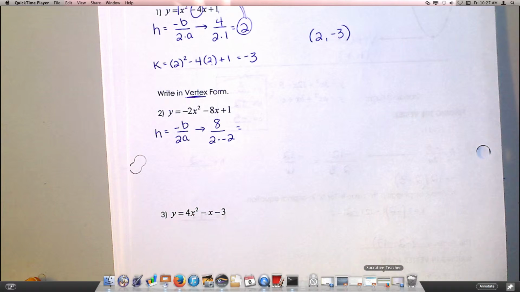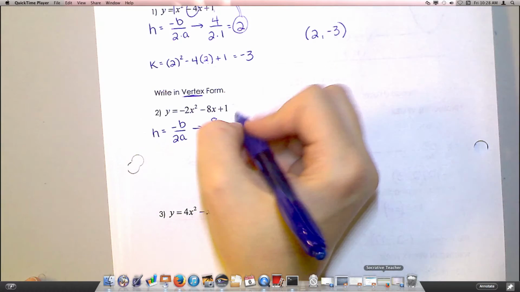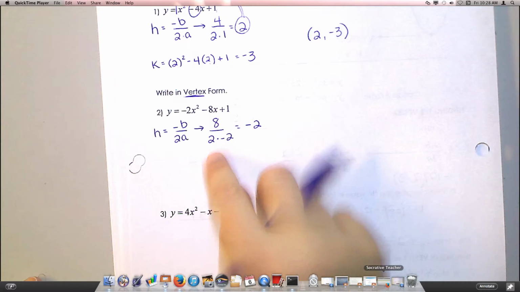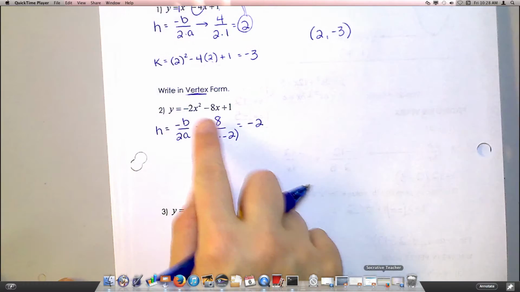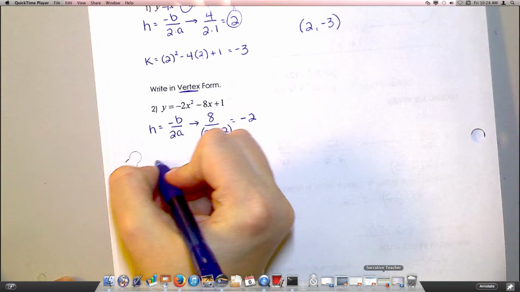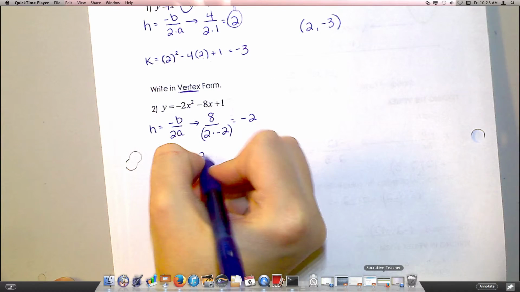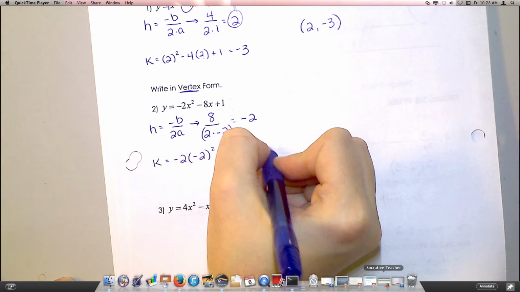What do you get for that? This is 8 divided by negative 4, which is negative 2. Again, if you were going to type this into your calculator, make sure you put the bottom in parentheses. Now I'm going to take that negative 2 and put it in for x in my original equation. So k equals negative 2 times negative 2 squared minus 8 times negative 2 plus 1.